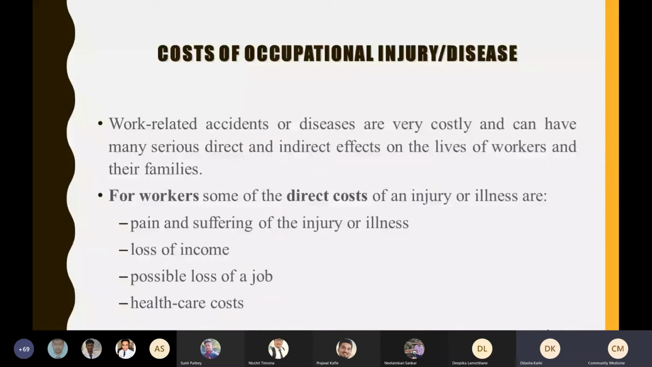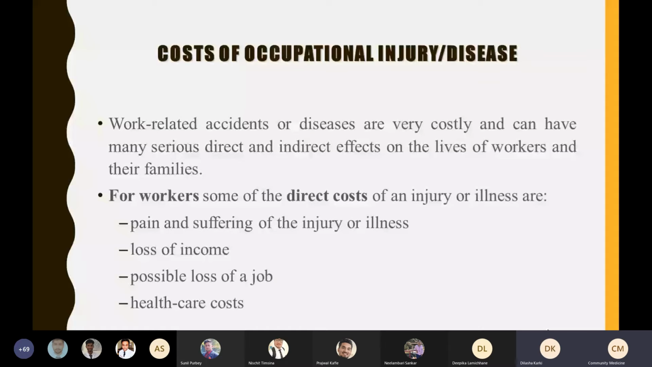Work-related accidents or diseases are very costly and can have many serious direct and indirect effects on the life of the workers. And if the workers are affected, then definitely their families can also be affected. For workers, some of the direct causes of an injury or illness in the working environment: if they face certain injuries or diseases, then there will be a loss of income.